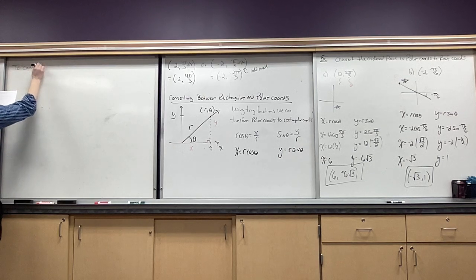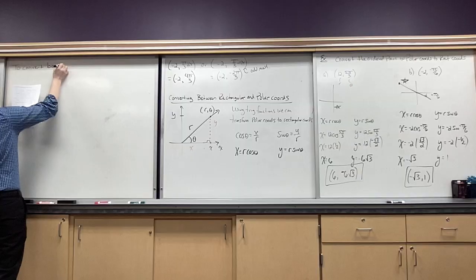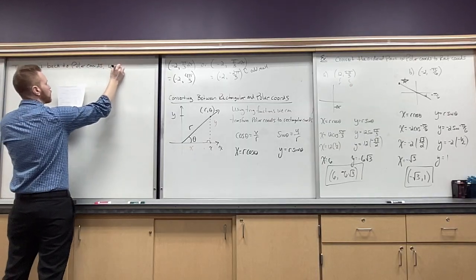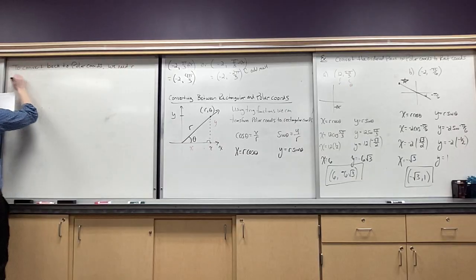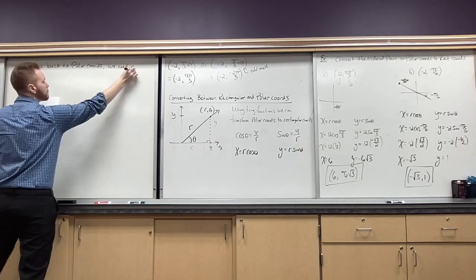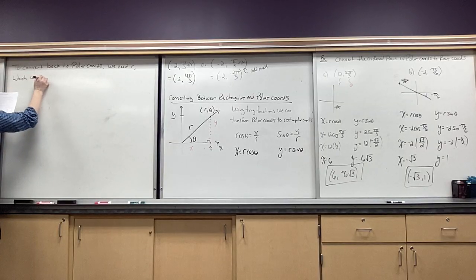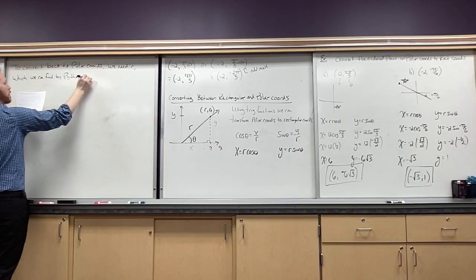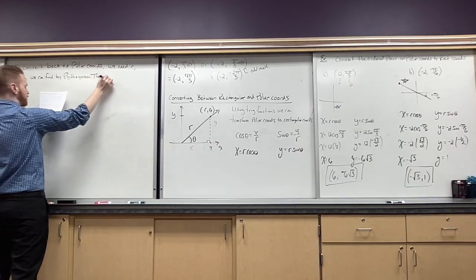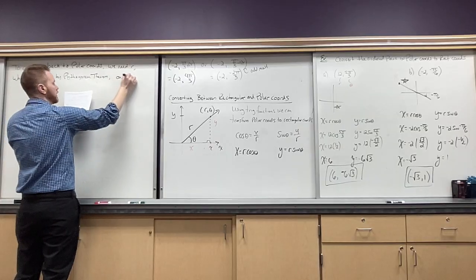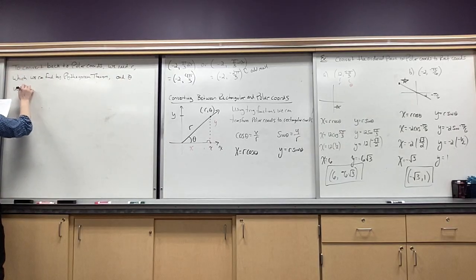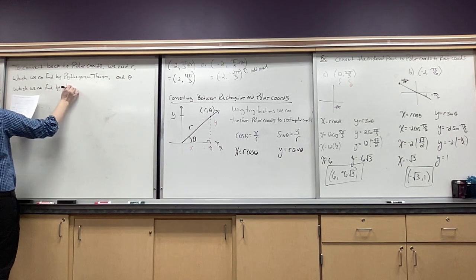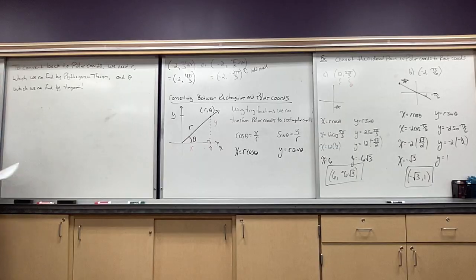To convert back to polar coordinates, we need r, which we can find by Pythagorean theorem. And theta, which we can find by tangent. Okay?